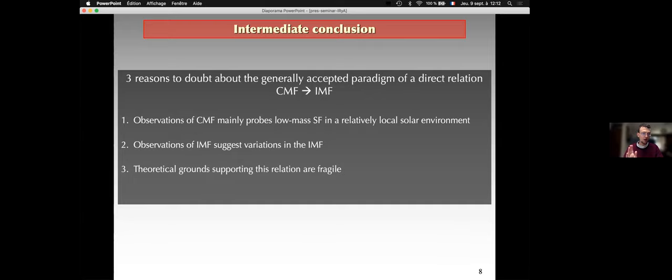To sum up this part, I give you here three reasons to doubt the generally accepted paradigm of a direct relation: the core mass function leads to the initial mass function. First, observations of the core mass function were, until recently, mainly toward low mass forming regions in a relatively local solar environment. Second, observations of the IMF suggest that it is not truly universal. It could be top heavy in some particular environments. And finally, the theoretical grounds supporting this relation are very fragile.